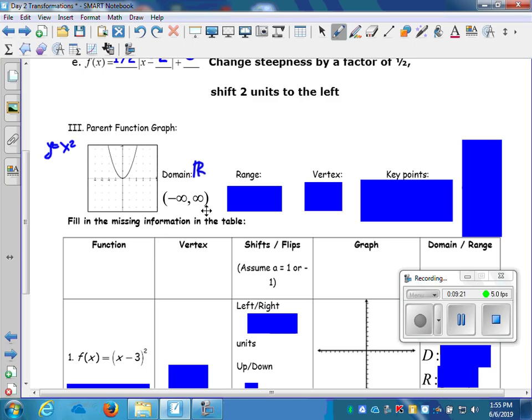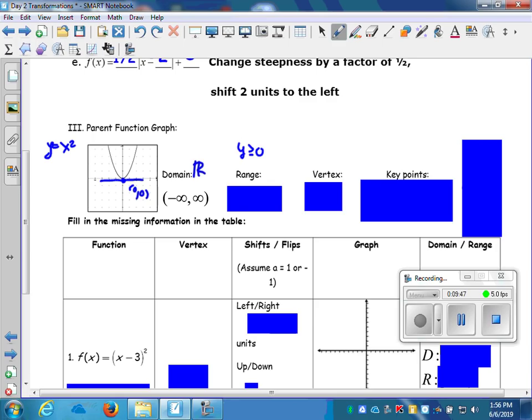Now the range of this function, that's the y values. What I'm going to do is run a horizontal line through my vertex. That is the very bottom of this function. And that point there, that vertex, is (0, 0). All of the y values are above that line. So that means that all of my y values are greater than or equal to 0.